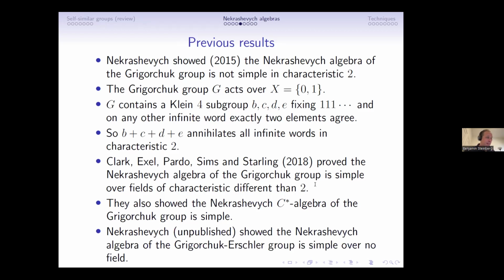Nekrashevych, in an email to Enrique and other authors of the Clark, Axel, Pardo, Sims paper, showed that the algebra of the Grigorchuk-Oechsler group, which is a group introduced by Grigorchuk and studied by Oechsler, and which on the surface looks similar to the Grigorchuk group but is a bit different, had a simple algebra over no fields whatsoever. Nora and I also rediscovered that, but then Enrique informed us of Nekrashevych's email. Or Nora rediscovered it. I had nothing to do with it.